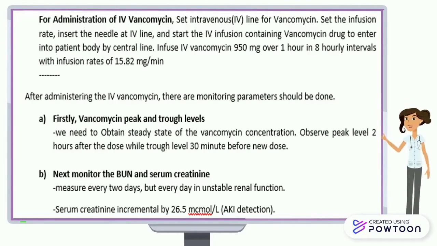After administering the IV vancomycin, there are monitoring parameters that should be done. Firstly, we need to monitor the vancomycin peak and trough levels.